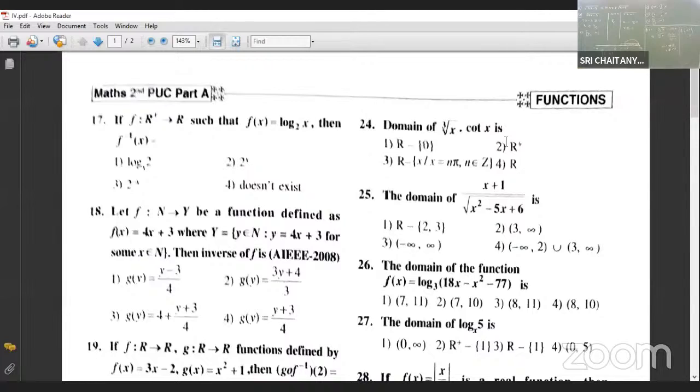I hope you are observing the 25th one also. Find the domain of... copy that 24th one.